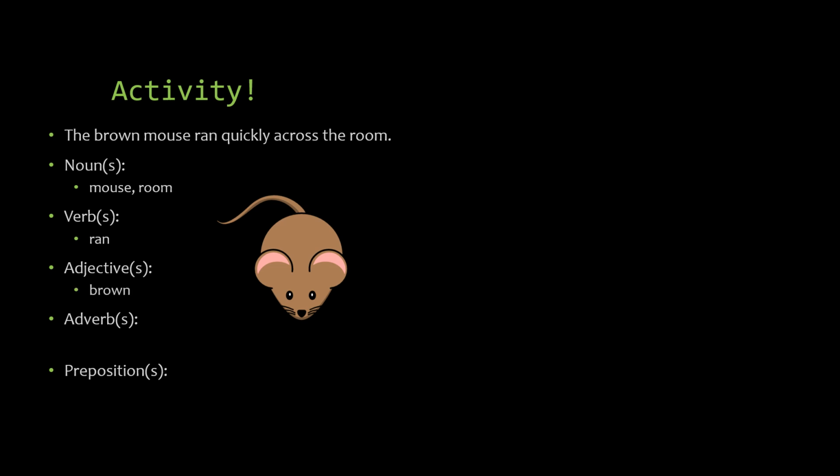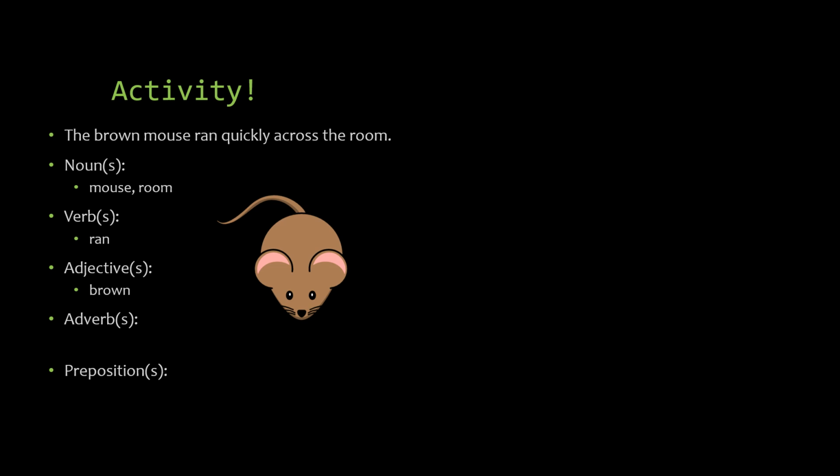When it comes to adjectives, back to the two nouns that we have, one of them has a description word attached to it, and the other one does not. In this case, we know it's a brown mouse. It could be a gray mouse, could be a purple mouse, it could be any color. But in this case, the word brown is used to describe the mouse.